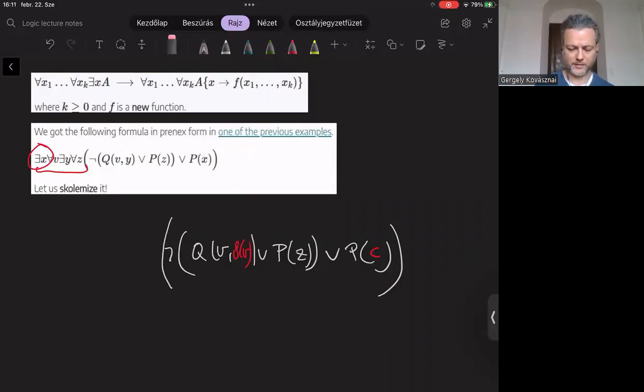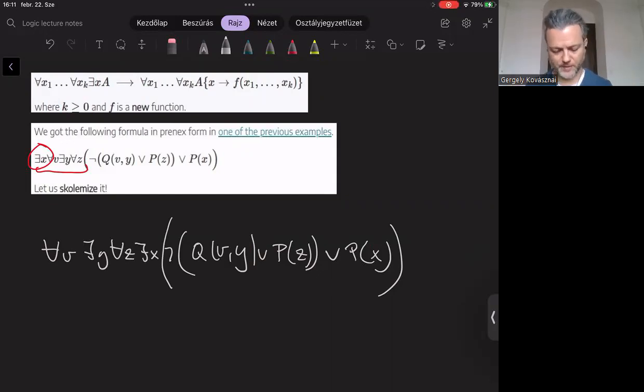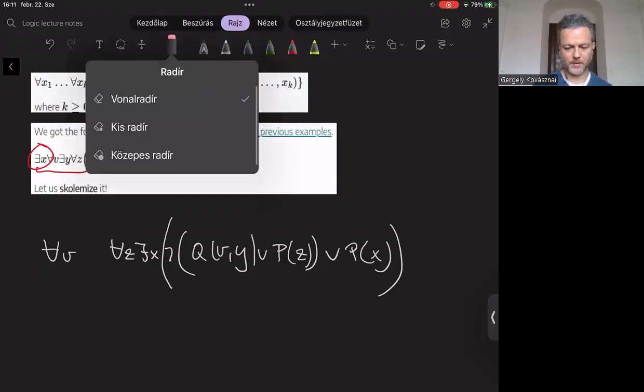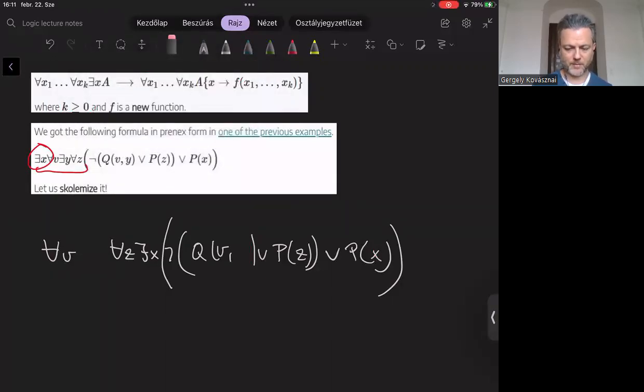So let me just alter the formula a bit back to the original version. I only want to change the order of quantifiers. So let me put exists x at the very end of the prefix. In this case, of course, the result will be different. First of all, when we eliminate exists y, we can use the same formula with the same parameter here. So f of v, this does not change.